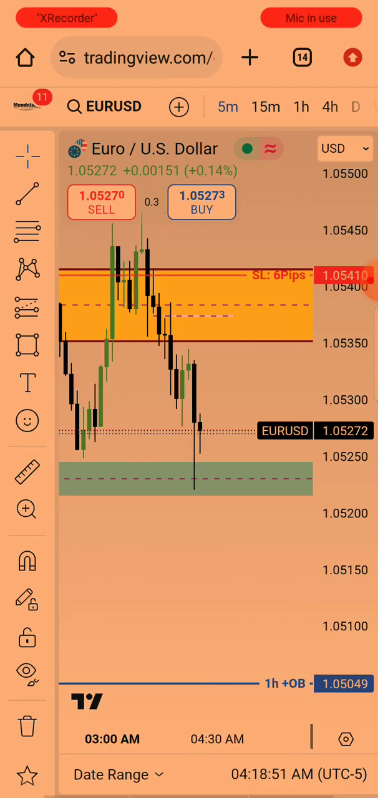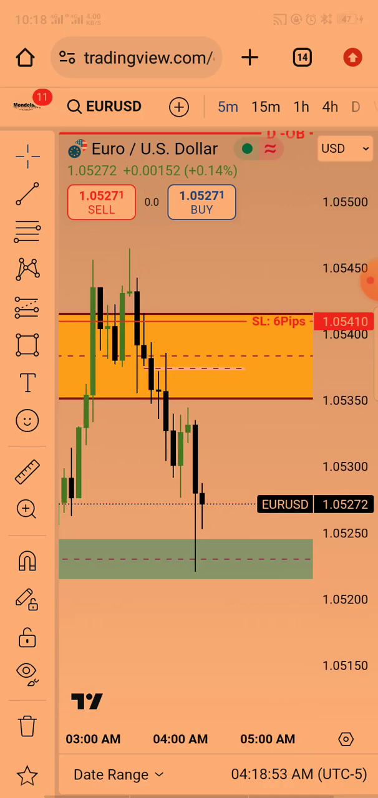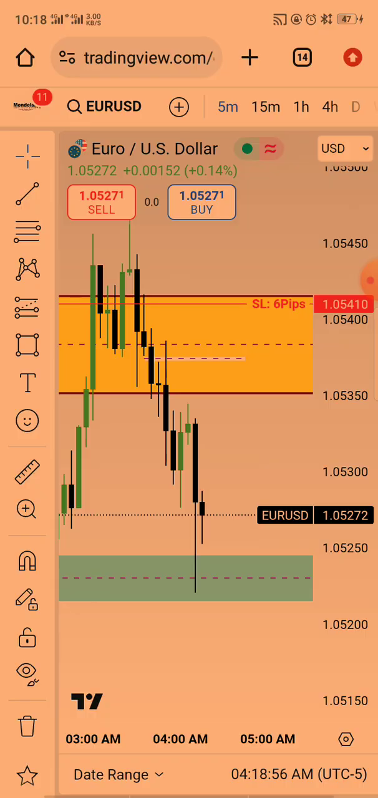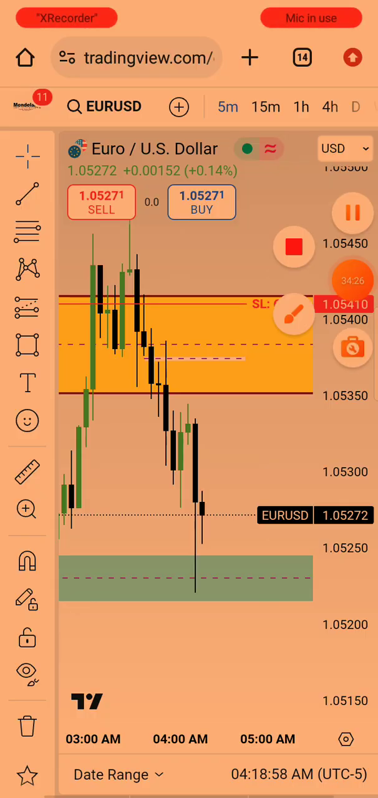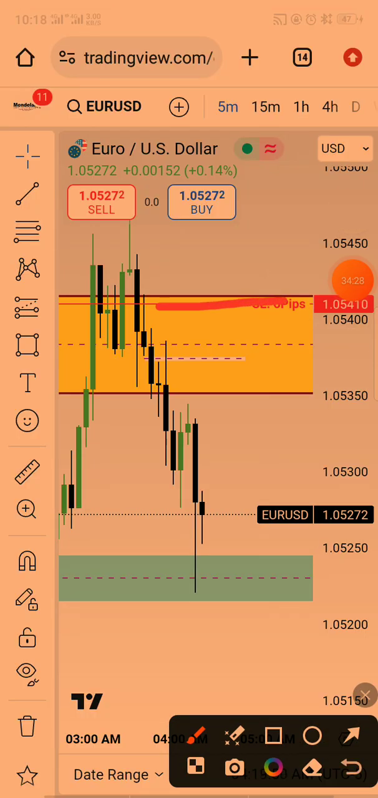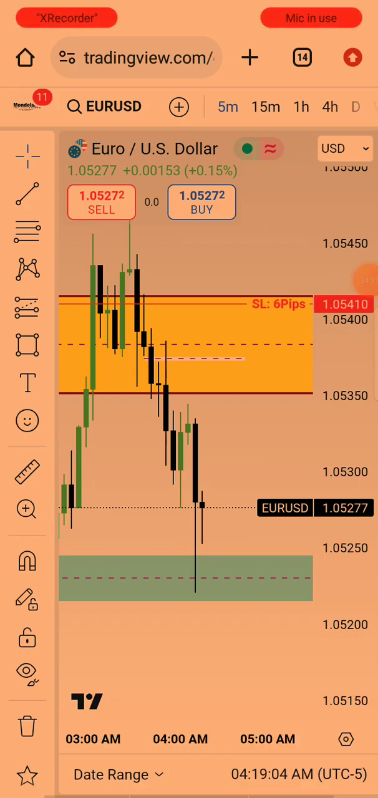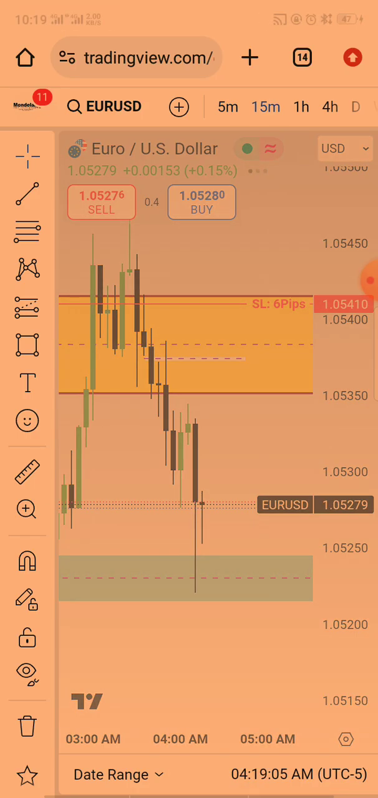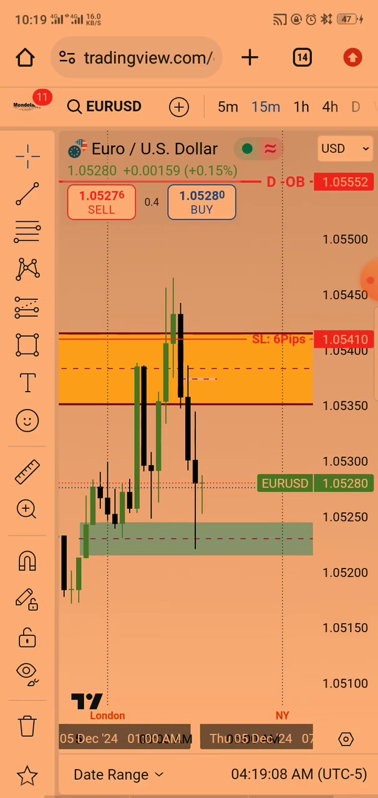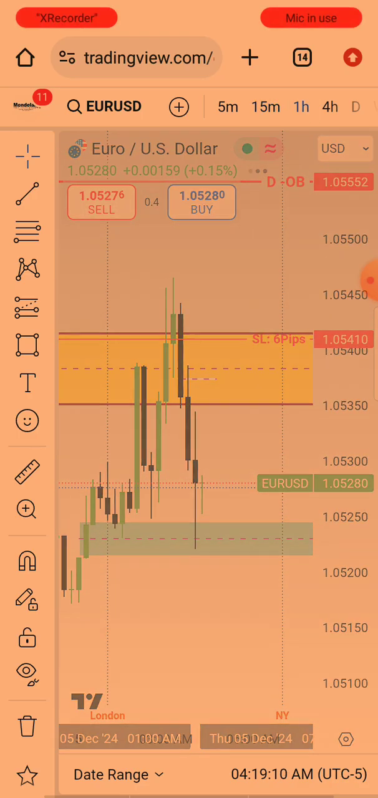Right? So now, as this trade is running right now, what do I do to my stop loss? My stop loss shouldn't be here again. I have to move it down. To where? Let me go to 15 minutes and I will show you where I will move it to right now. Right? Let me go to 1 hour again.